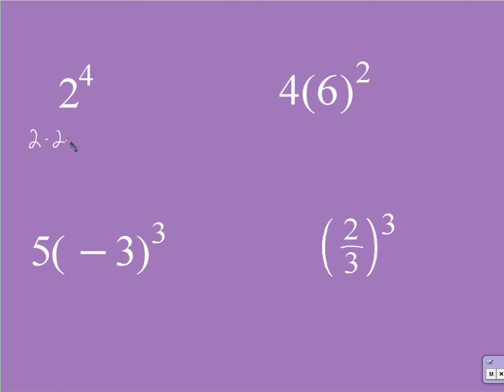2 times 2 times 2. Yeah, I want you to just expand the exponent part of these expressions. Okay? Get one final number, really, is all you need to do. Get one final number, evaluate the expression.